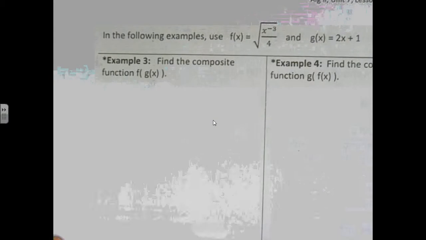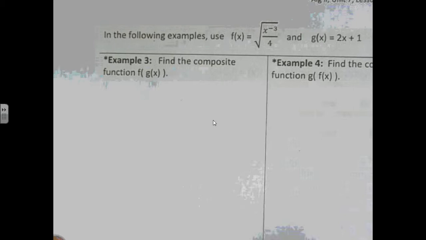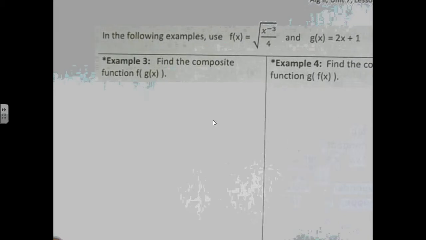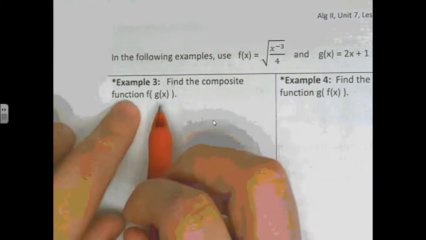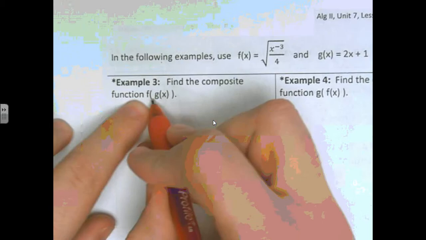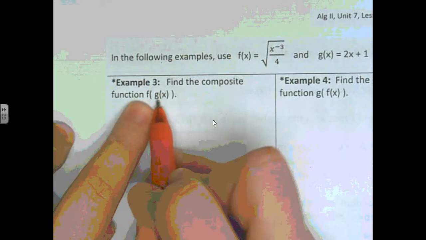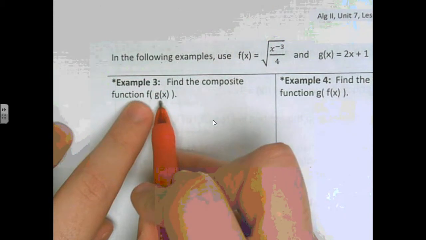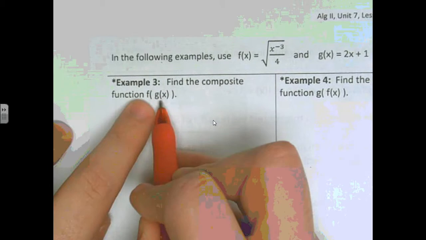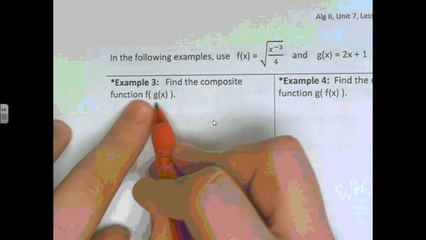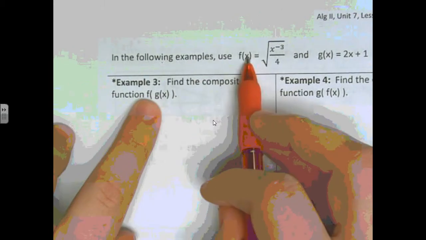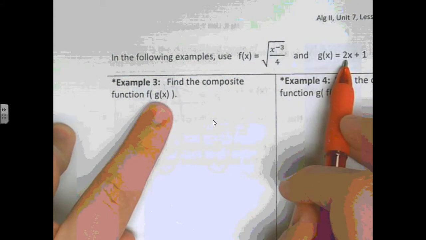I'm going to show you how to do number 3, and then you guys can do number 4 on your own. Okay, watch. So inside, in the place of the x, I'm going to put g. So on f of x, where I see an x, I'm going to write the equation from g.